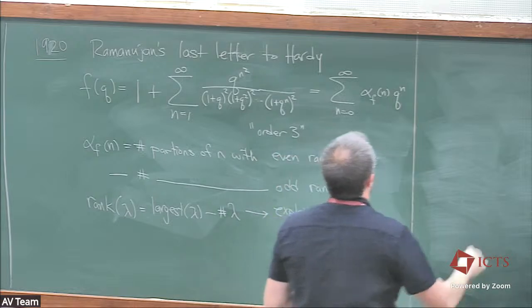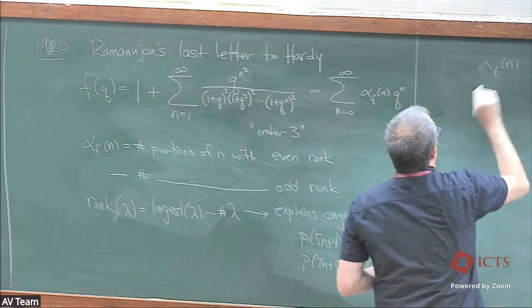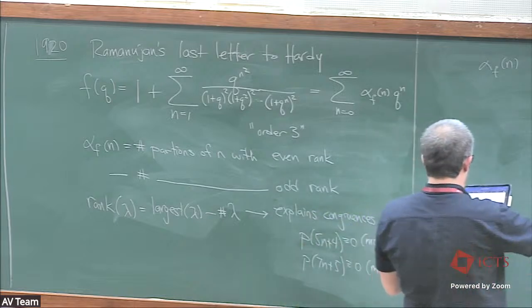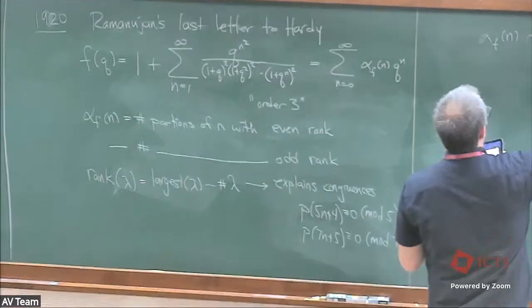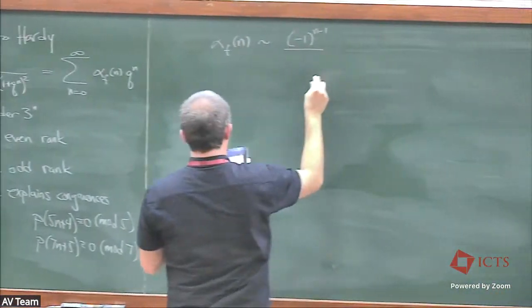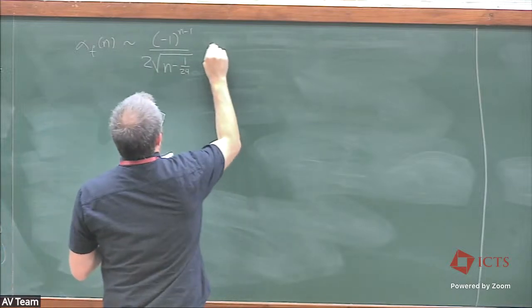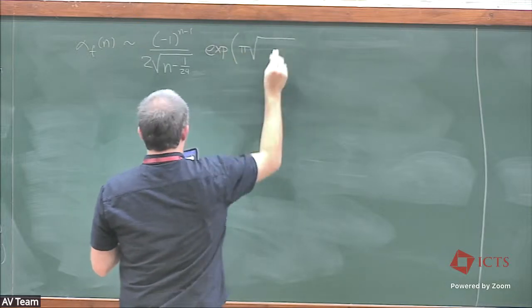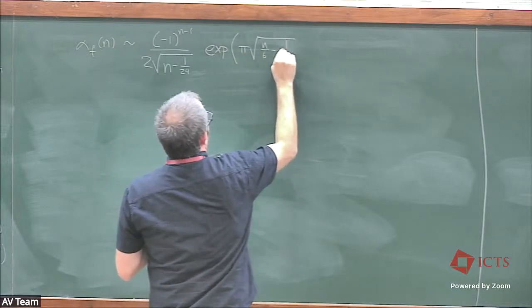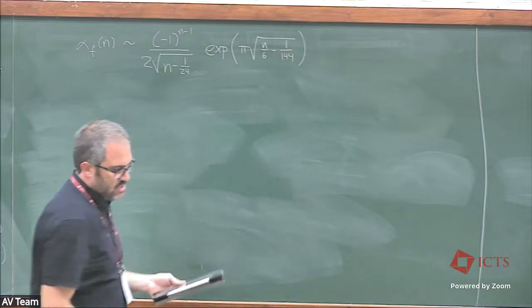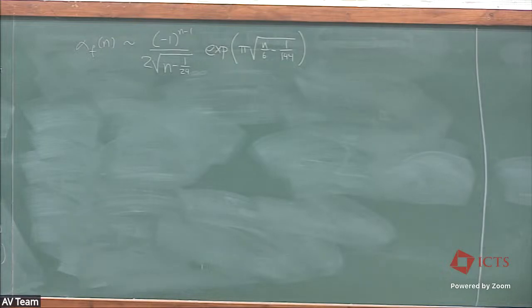Ramanujan, in Ramanujan style, writes down without proof that alpha is asymptotic to -1 to the n minus 1 over 2 squared of n minus 1 over 24, e to the pi square root of n over 6 minus 1 over 144. So he gives at least a highest order asymptotic formula for alpha with no explanation, and presumably maybe he used some kind of circle method here as well. I don't know if we know that.